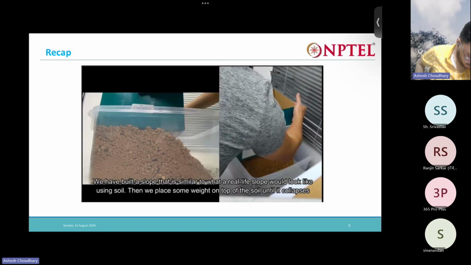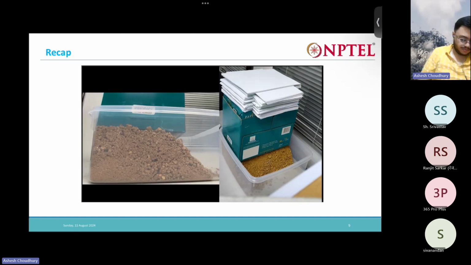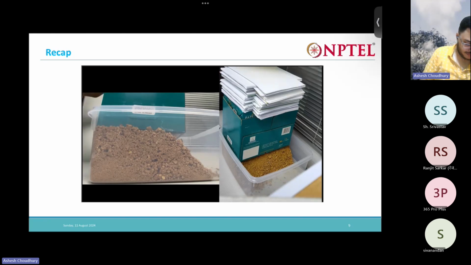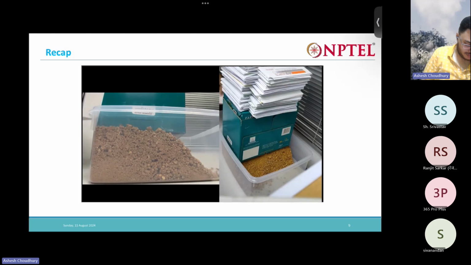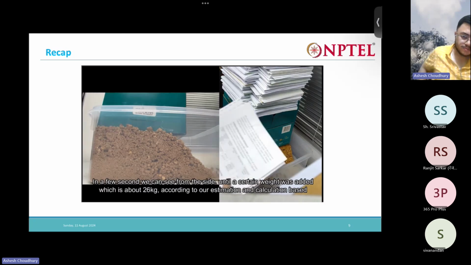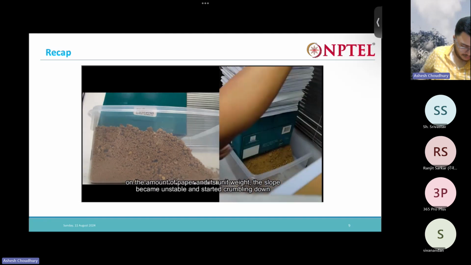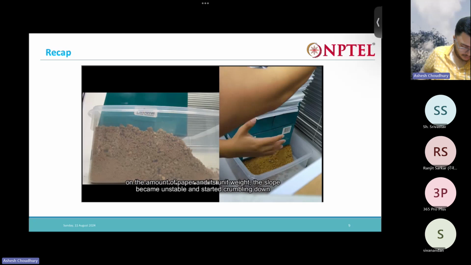We have built a slope that is similar to what a real-life slope would look like using soil, and then we place some weight on top of the soil until it collapses. In a few seconds, we can see from the side that when a certain weight was added, which is about 26 kg according to our estimation and calculation based on the amount of paper and its unit weight, the slope became unstable and started crumbling down.